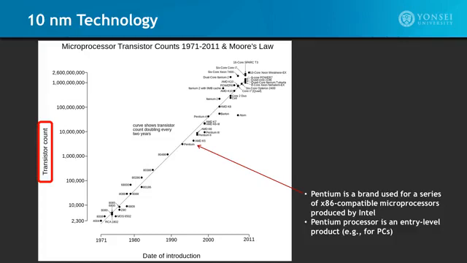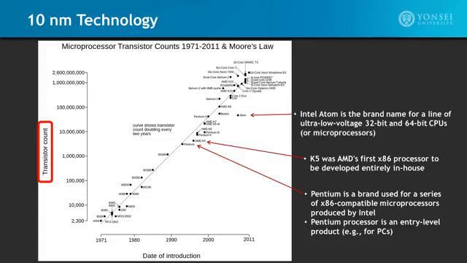The Pentium processor is an entry-level product for a wide range of PCs. Afterwards, the evolution went into multi-core processors. Instead of having one that was really powerful, you wanted to have multiple ones that were somewhat independent and could conduct operations. Continuing on with the evolution, K5 was AMD's first x86 processor to be developed entirely in-house. And also Intel Atom is the brand name for a line of ultra-low voltage 32-bit and 64-bit CPUs.